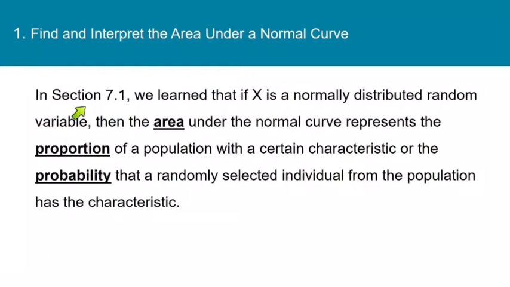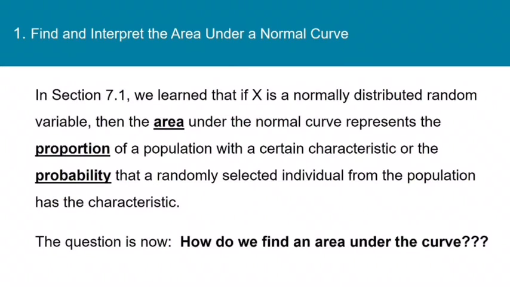Now remember, in section 7.1, we learned that if x is a normally distributed random variable, then the area under the normal curve represents the proportion of a population with a certain characteristic, or it can also be thought of as the probability that a randomly selected individual from the population has that characteristic. So area can relate to either proportion or probability. But the question now is, how do we find an area under the curve?